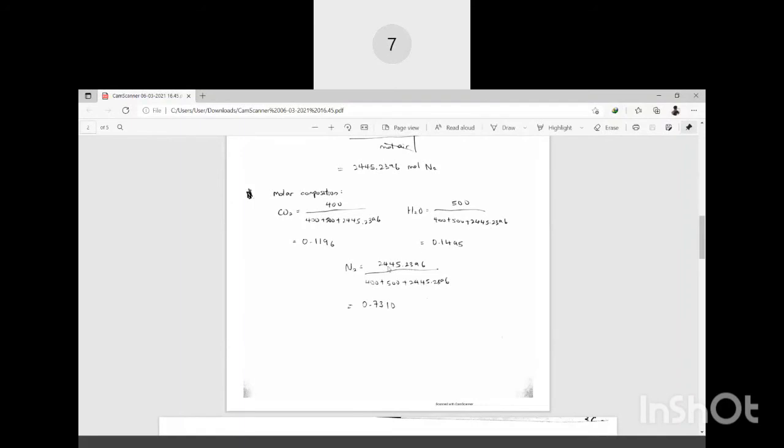The mole of nitrogen is 2005 divided by the total. It's 400, 500, 445.2396, which is equal to 0.780. So that's all from me.